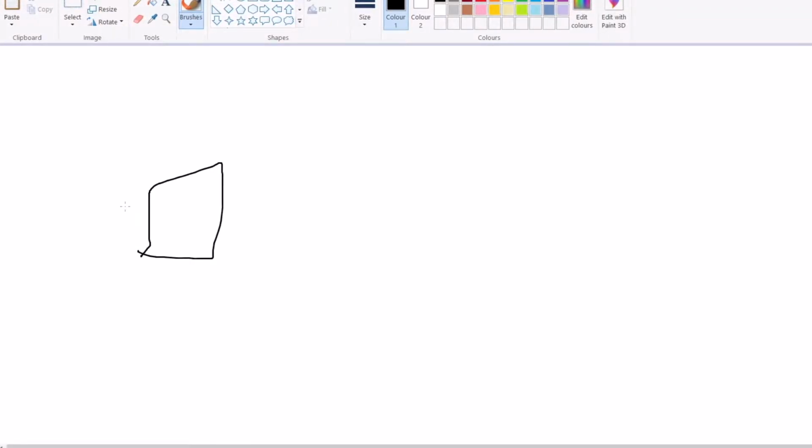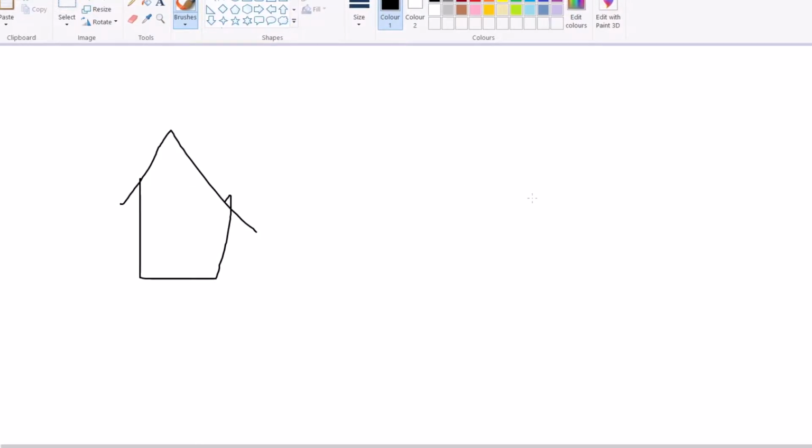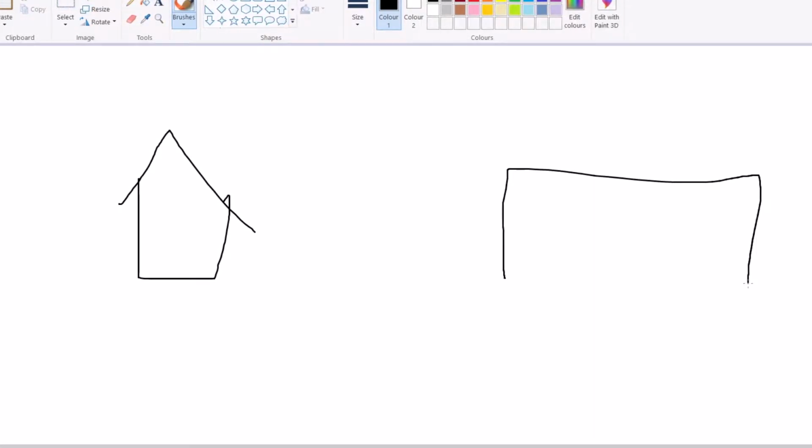Okay, so you have your household, right? This is a household, trust me. I'm going to build that a bit better. It looks like a house. There's your household, right? It's difficult to draw in MS Paint. And then here's your firm. See, it's a company.